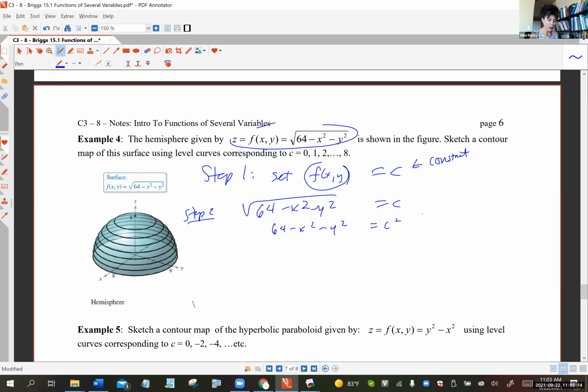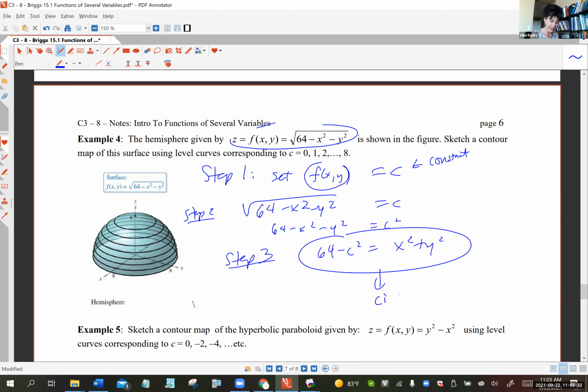And then how about if I move the x squared and y squared over to this side? And how about if I move the c squared over to the other side? Now this equation looks like something. It reminds me of the equation for something you did in pre-calc. And I claim this looks like the equation for circles centered at the origin.